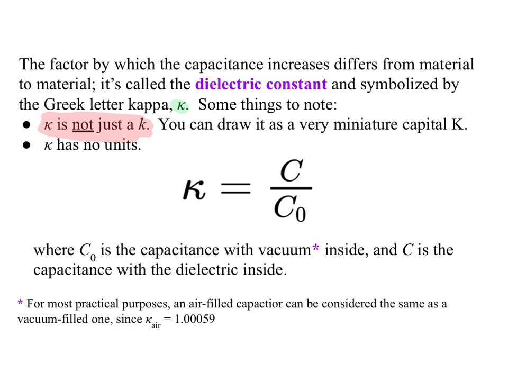Kappa has no units because it ends up being defined as the ratio of my new capacitance to my original capacitance, the vacuum capacitance. And so therefore it's a capacitance over capacitance. It is dimensionless. Realistically, C0 should be the vacuum capacitance, but for most things, an air-filled capacitor would be pretty much the same because kappa for air is very close to 1, and so we won't notice the difference.